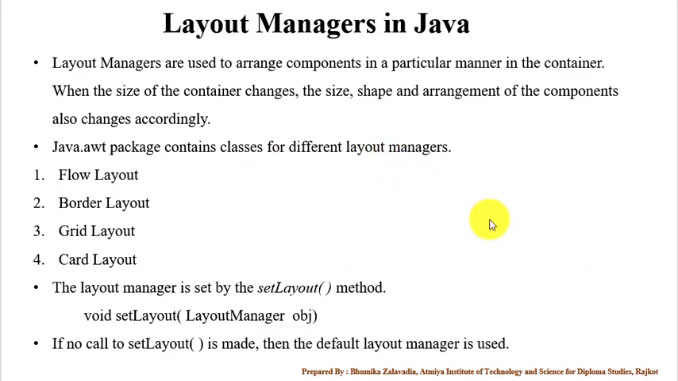Let us learn today what are layout managers in Java. Now let me explain first what is the meaning of layout manager. Now in AWT different components are there and different containers are there. For example, frame, panel, applet are the containers in which we can put different components like buttons, text fields, text areas, checkbox, radio button, list box, combo box, etc. Now these components are used to get the data from user.